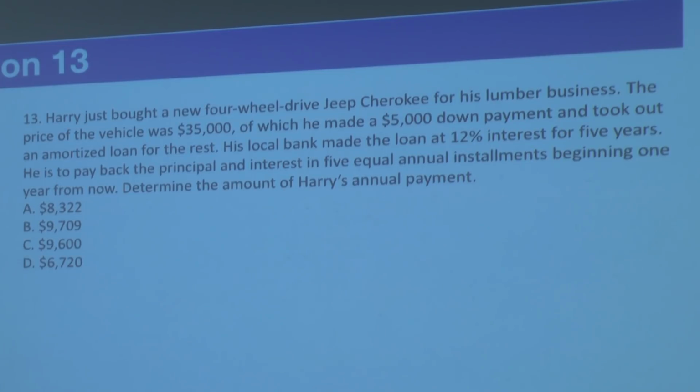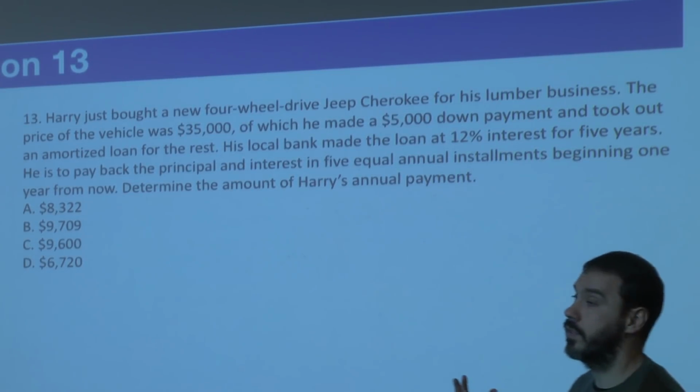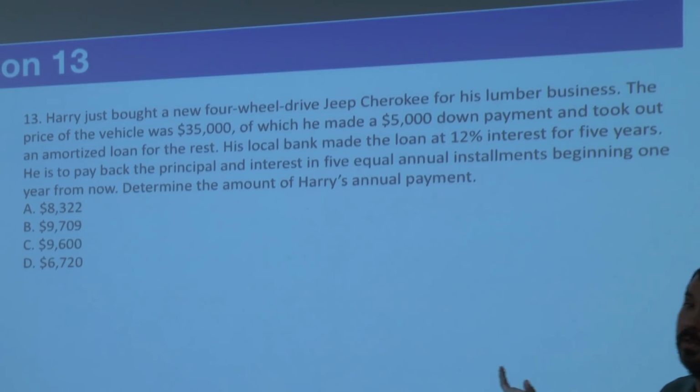So $35, of which $5,000 we already paid today. Okay? What's left? $30,000. $30,000 we will pay back in 5 equal annual installments, the first of which in 1 year. That sounds to me like what? What type of annuity? 1 year from now, the first payment? An ordinary annuity, okay?